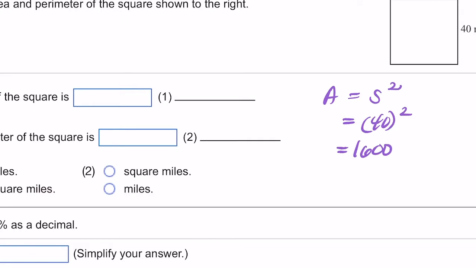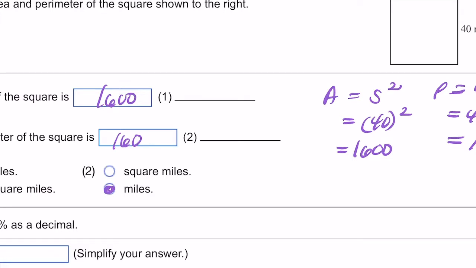So the area would be 1600 square miles. Okay, again, you could also do length times width. Just remember every side is 40, so just 40 times 40. And then to get the perimeter, since all the sides are the same, it's 4 times s, or 4 times the length of one side. So here, 4 times 40 is 160. And remember, the perimeter is always linear units. It's just plain old miles in this case.